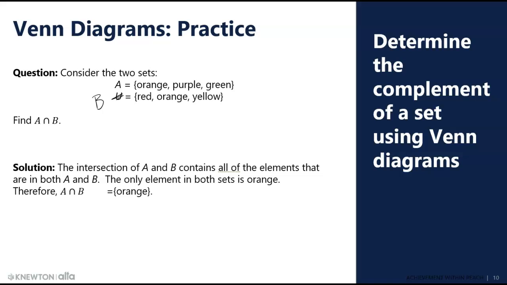What you're looking for is what's in common. What do I see in A that I also see in B? So I see I have the color orange is in both. So I go through A. Orange is in A and orange is in B, so it looks like orange is going to be in my set.